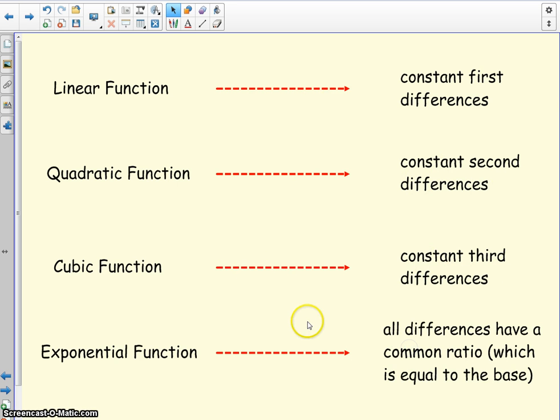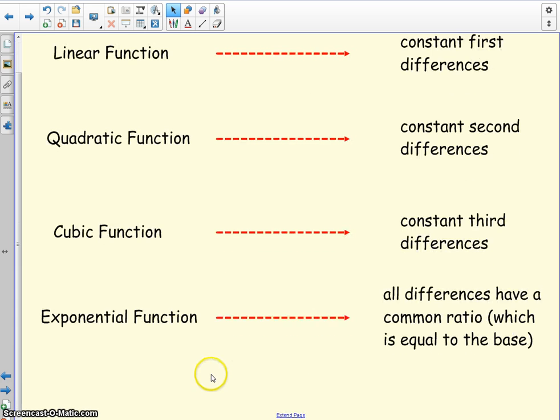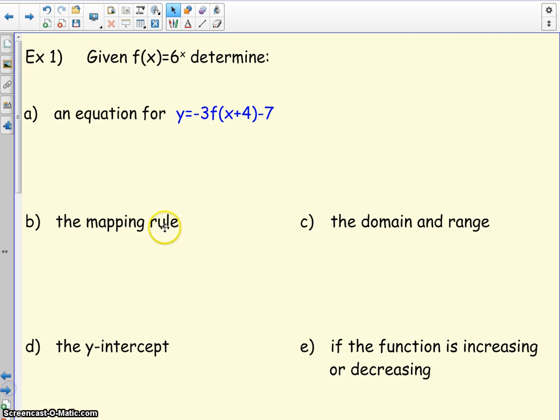What we'd see is that all differences have a common ratio, and that ratio will be equal to the base. So if it was something with 3 to the x in it, with the base being 3, the common ratio between the differences would be 3. Okay, so one final example here.